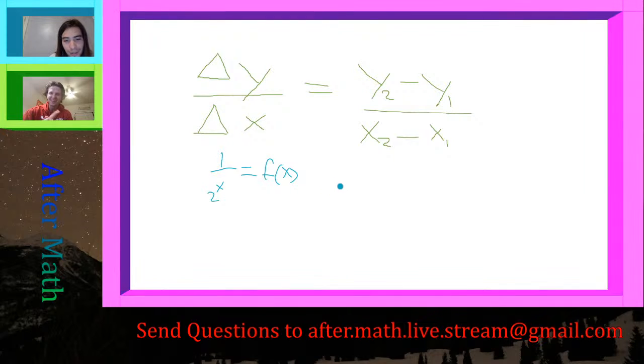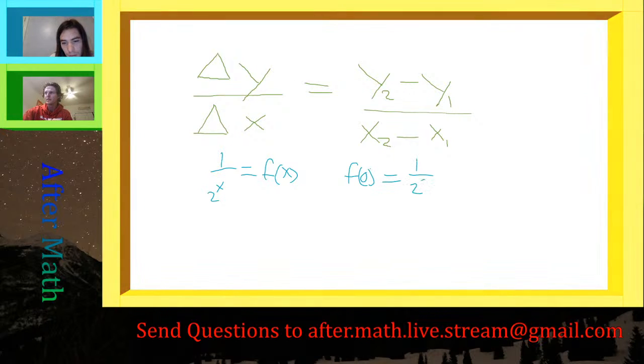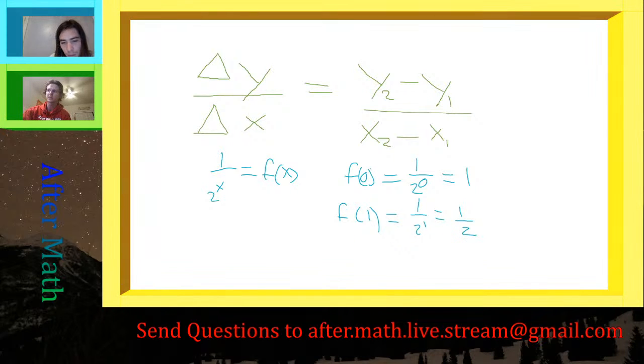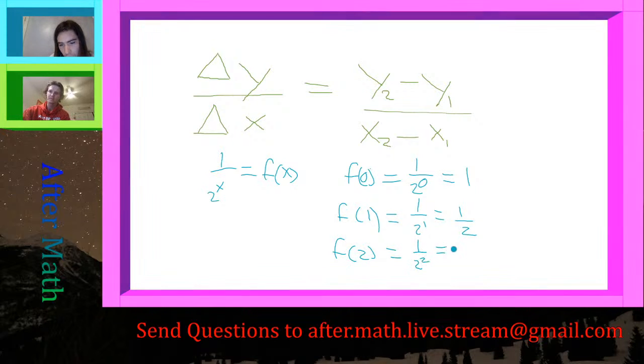So let's start plugging in numbers. Let's say f of 0, and that's going to equal 1 over 2 to the 0, which is going to equal 1, right? Anything to the 0 power equals 1, just for people that don't remember that. f of 1 equals 1 over 2 to the 1, which equals 1/2. And if we go f of 2, this is going to equal 1 over 2 to the 2, which equals 1 over 4. And so on and so forth, right?